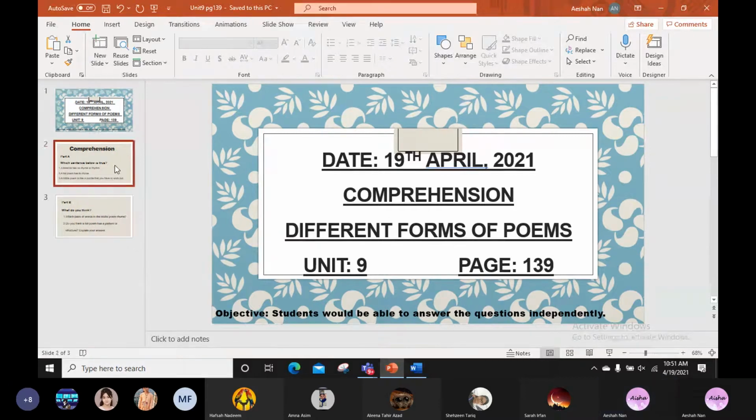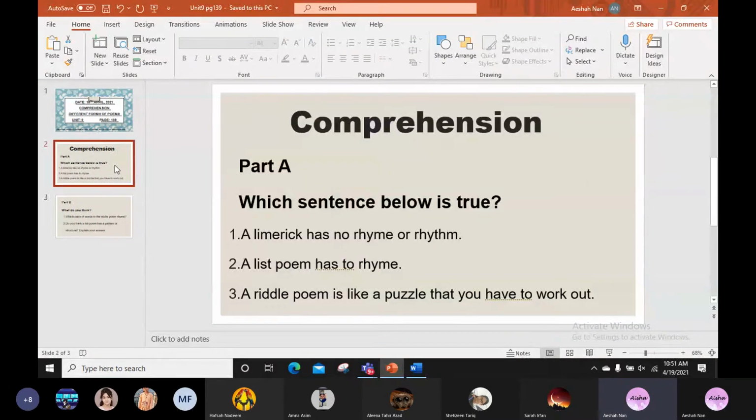No, teacher. Okay, now move on to page 139, comprehension part A. Which sentence below is true? Out of these three sentences, only one sentence is true. We need to find out. A limerick has no rhyme or rhythm. Is it true, girls? No. That's false, correct. A list poem has to rhyme. Is there any condition that it's a poem? Okay, false. A riddle poem is like a puzzle that you have to work out. This is true. Yes, the third sentence is true.